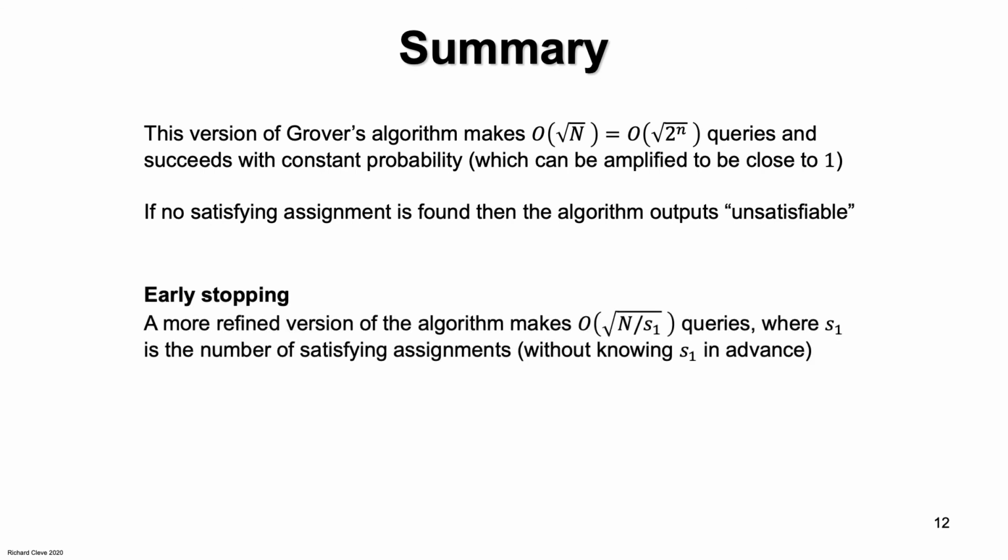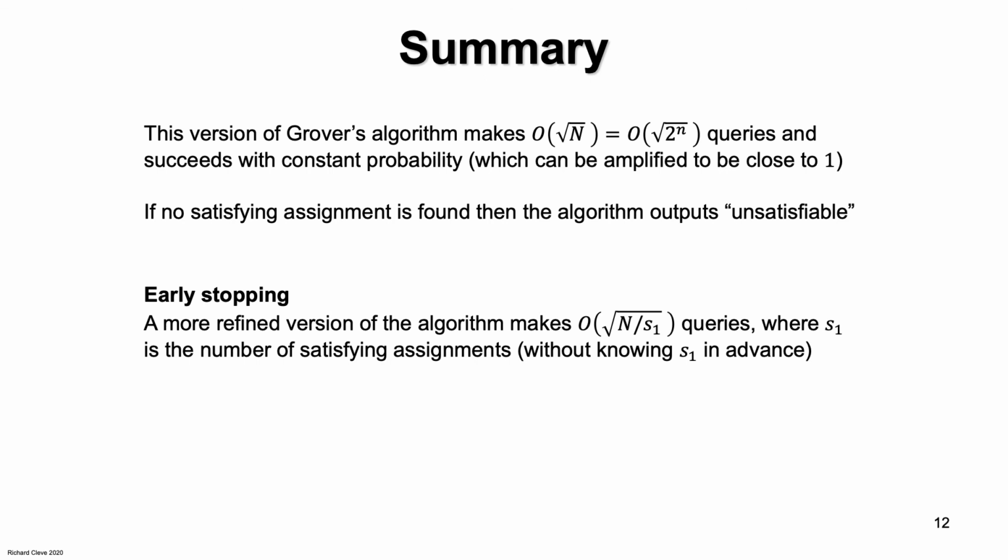If there are many satisfying assignments, then using a refined version of this algorithm, a satisfying assignment can be found with fewer queries. The number of queries can be order square root of n over s1, where s1 is the number of satisfying assignments. Note that we are assuming that the value of s1 is not known. So we don't know in advance how long the algorithm will run for. I won't get into the details of this refinement here.